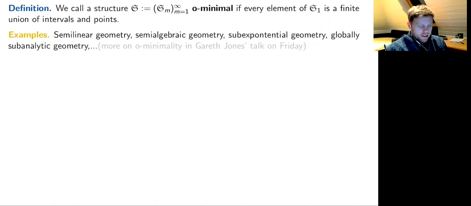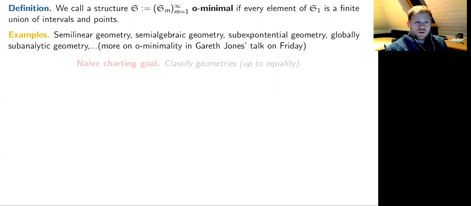They are all o-minimal. There are various important consequences of o-minimality and striking applications of it. However, this talk is not about o-minimality, it's about beyond o-minimality. And so if you want to know more about o-minimality, you have to go to Gareth Jones' talk, which will be, I think, on Friday, if I'm correct.